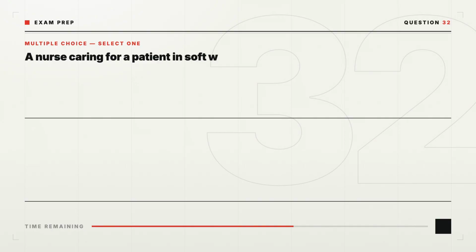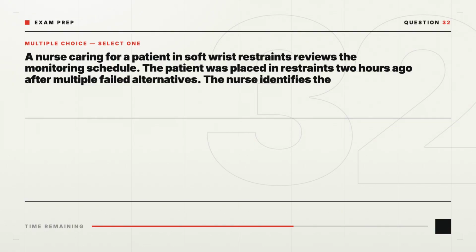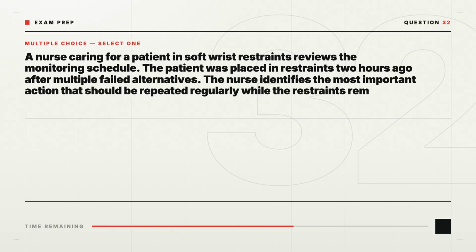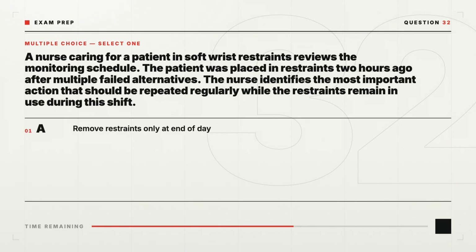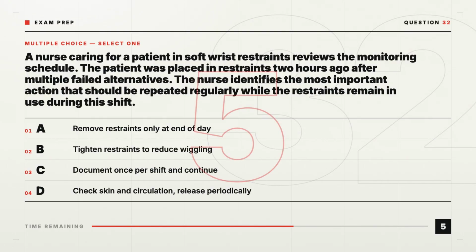Question 32. A nurse caring for a patient in soft wrist restraints reviews the monitoring schedule. The patient was placed in restraints 2 hours ago after multiple failed alternatives. The nurse identifies the most important action that should be repeated regularly while the restraints remain in use during this shift. Your options are: A. Remove restraints only at end of day. B. Tighten restraints to reduce wiggling. C. Document once per shift and continue. D. Check skin and circulation, release periodically. Got a guess? Lock it in.